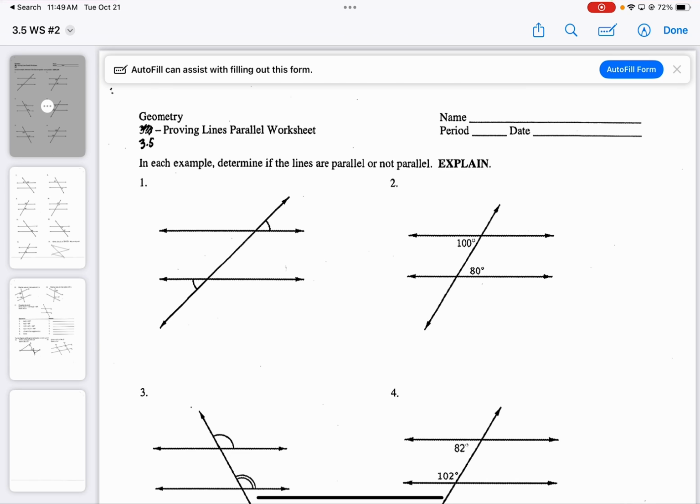So this one, you can say, okay, these aren't any one of the relationships that we studied. Not alternate interior, not alternate exterior, not corresponding, not consecutive interior. But what you can do is you can say that this is 100 because they're vertical, and then that makes consecutive interior, right? And those are supplementary. So then you're good. Those lines would be parallel to each other.